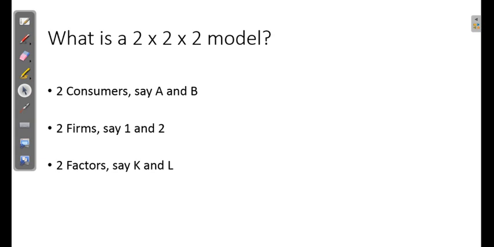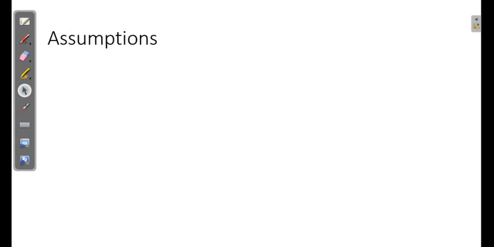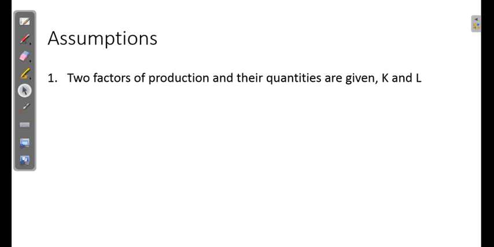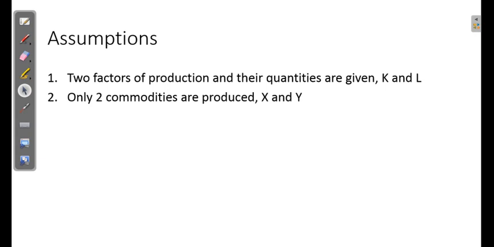So let us try to see what the assumptions of this 2 by 2 by 2 model are. The first assumption is that there are only two factors of production, capital and labor, and their quantities are given. Moreover, it is assumed that these capital and labor units are homogeneous. They have similar properties. The second assumption is that only two commodities are produced, known as X and Y, and they are produced through the use of a given level of technology.